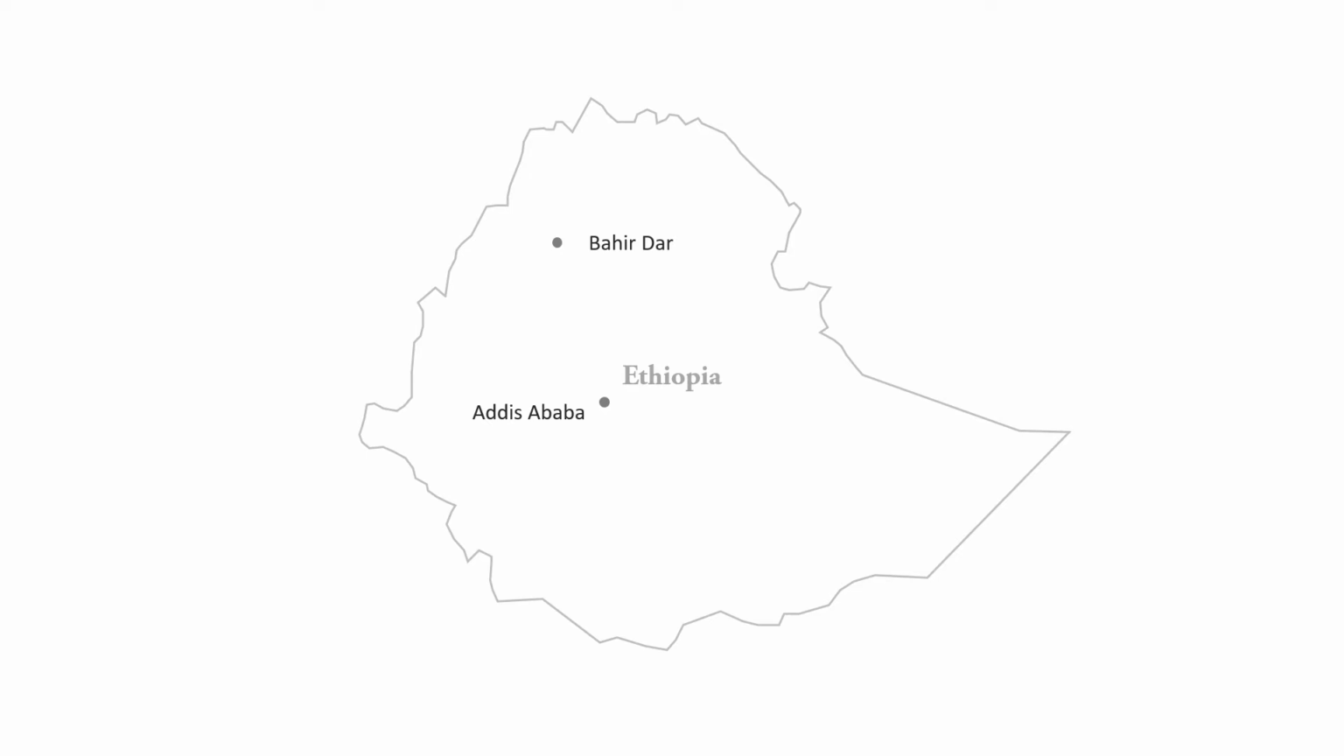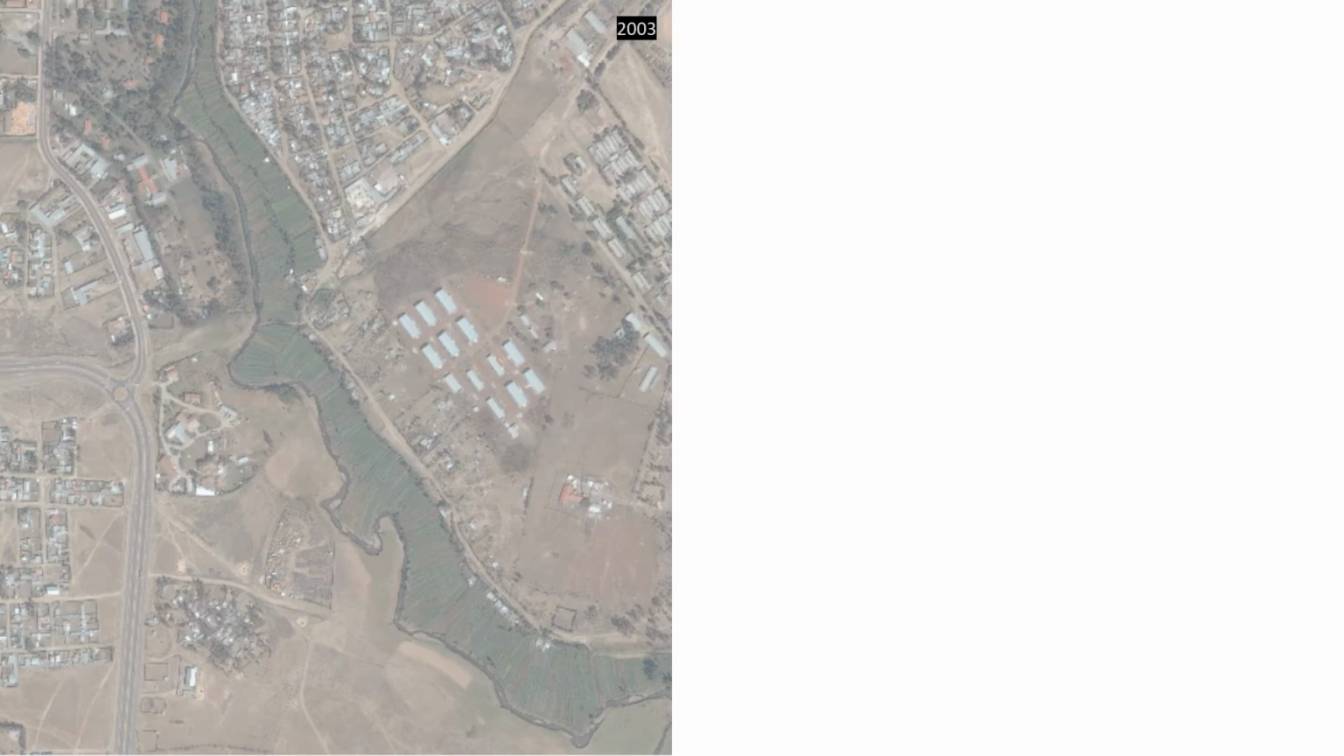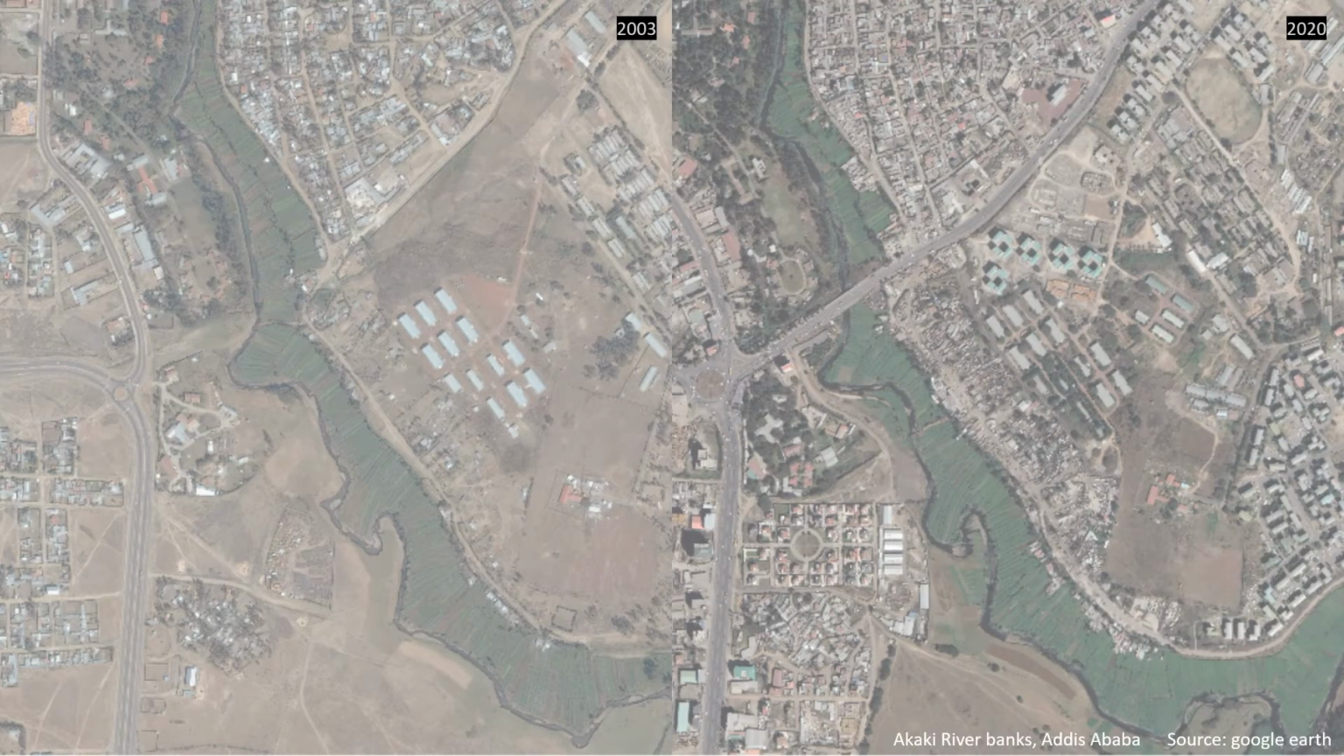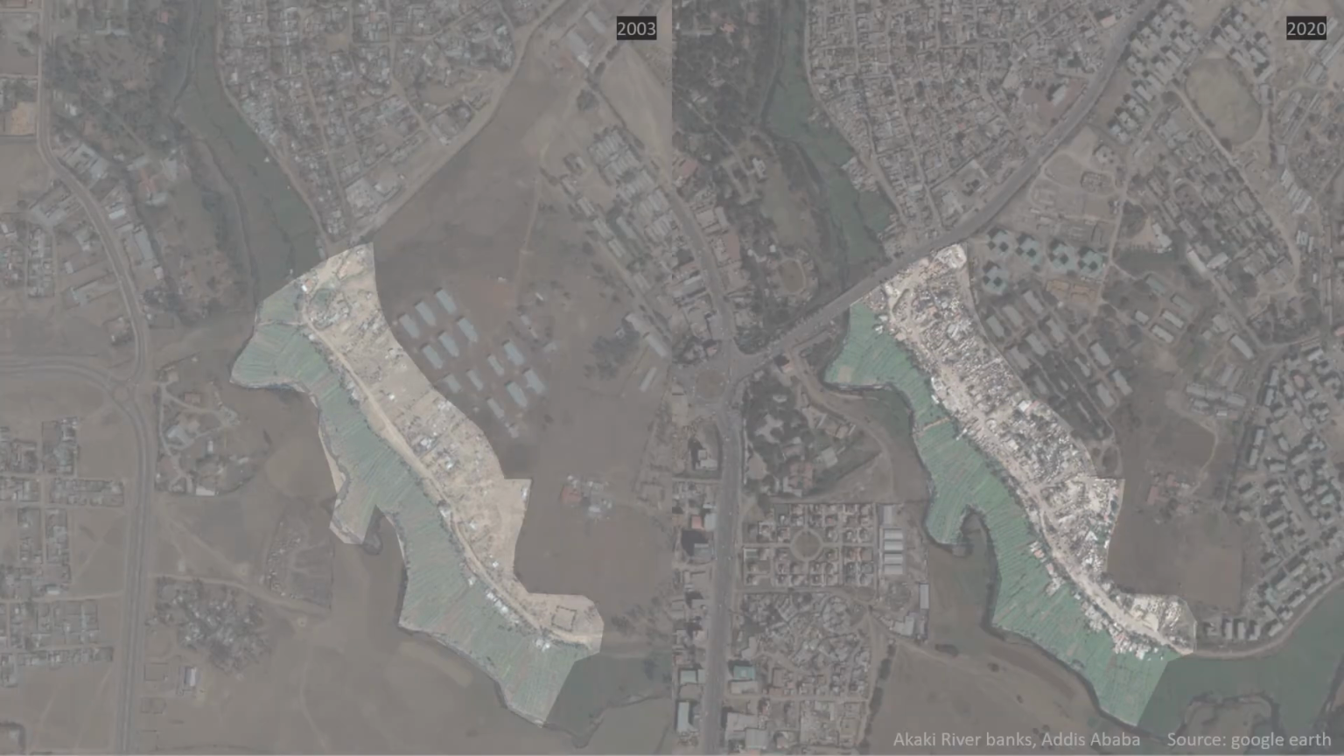Take the riverbank in the capital Addis Ababa as the other example. Akaki riverbank and floodplains usually serve as a temporary vegetation area. However, in this aerial map, we can clearly tell that severe building occupation in the floodplains happened from 2003 to 2020. These situations severely influence the water system in the urban area.